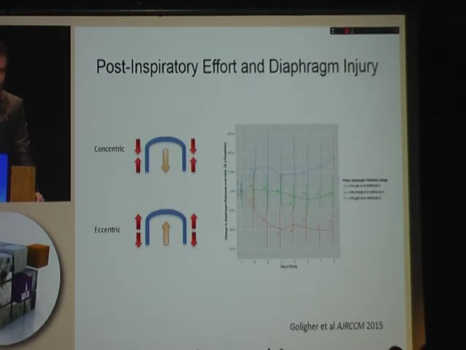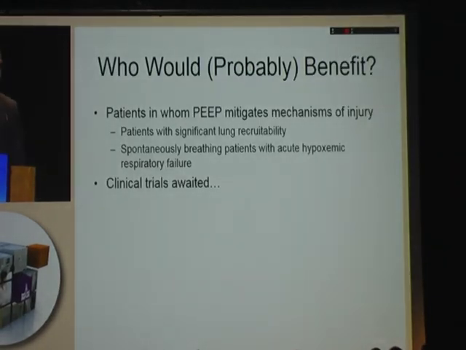And although it's just speculating at this point, we think that this early rise in muscle thickness actually represents the inflammatory effects as a consequence of load-induced injury. So it may well be that our acute hypoxemic respiratory failure patients who are spontaneously breathing are sustaining diaphragm injury as a consequence of these expiratory contractions.